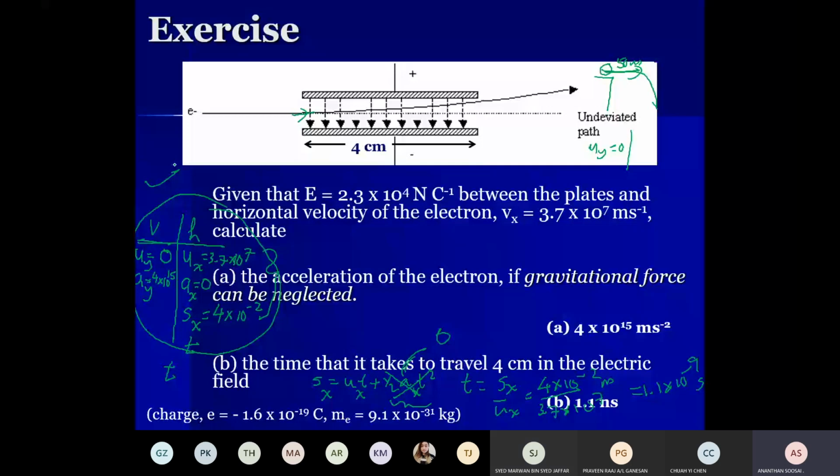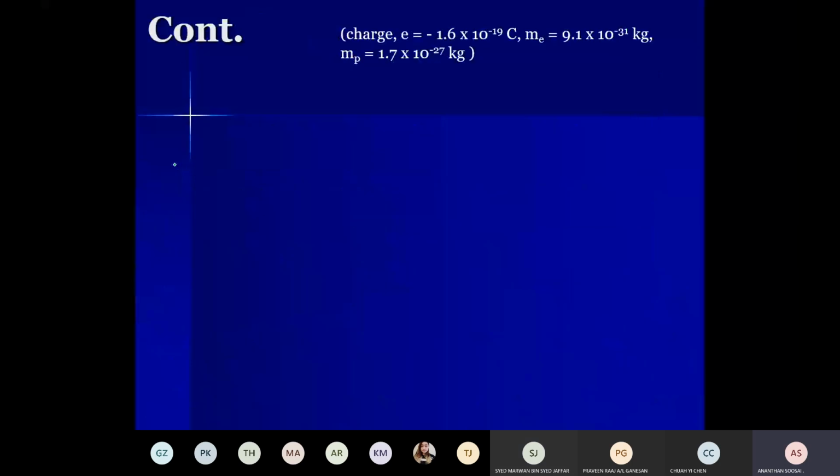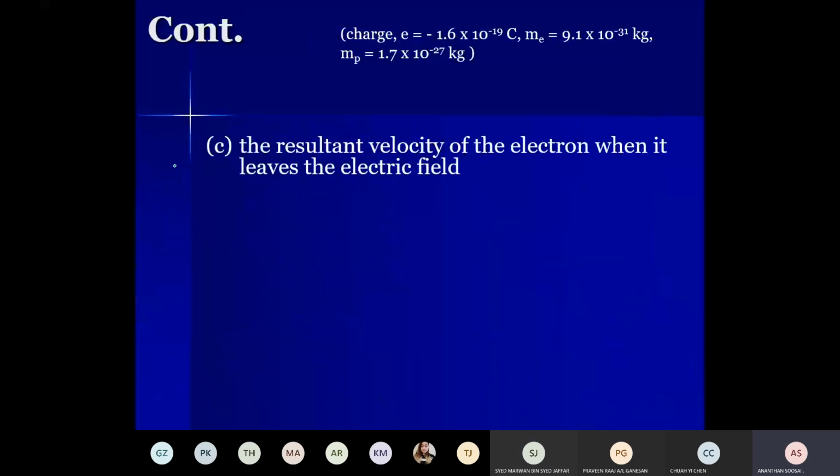Okay, so let's proceed. Now they ask for the time. Now we go to the next slide. The question continues. Let's see. Now the question continues. Get me this answer. 2 minutes for you. The resultant velocity of the electron when it leaves the electric field.